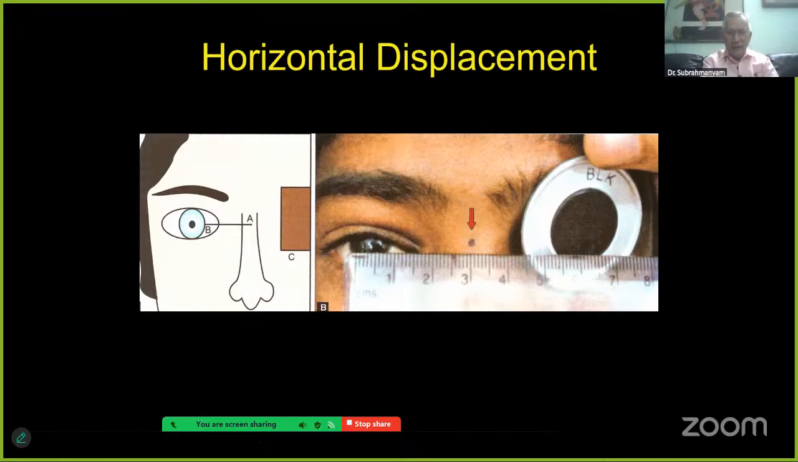For horizontal displacement, make a dot at the center of the nose, occlude the unexamined eye, and as the patient is looking, you measure the distance from this to the nasal limbus. Do it for the other eye. The difference tells you the amount of proptosis.